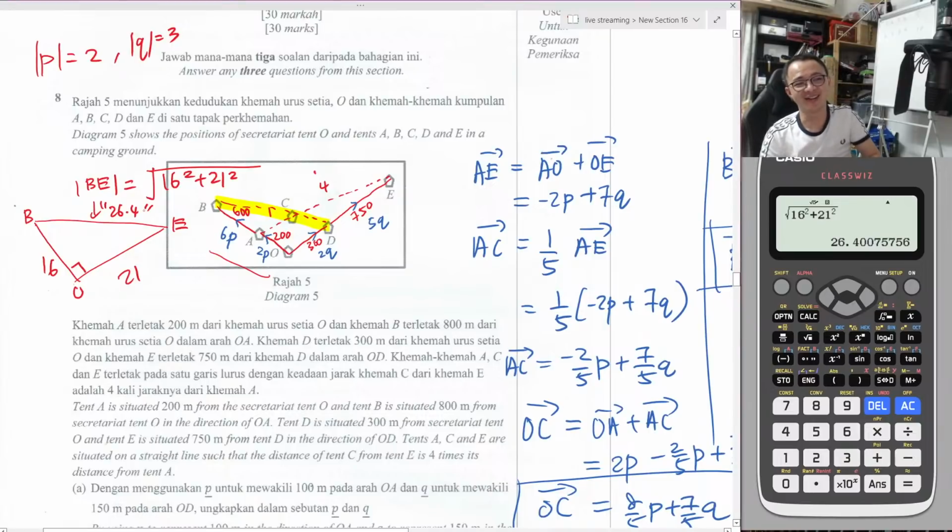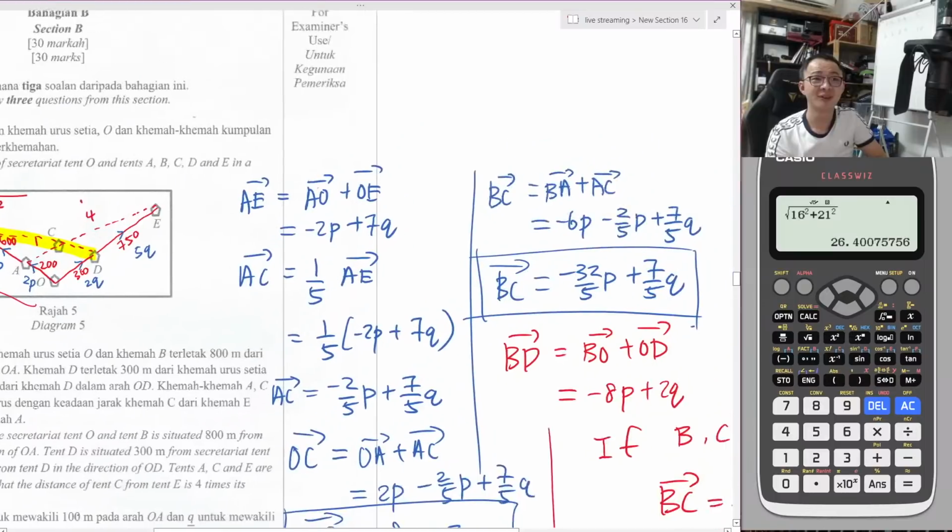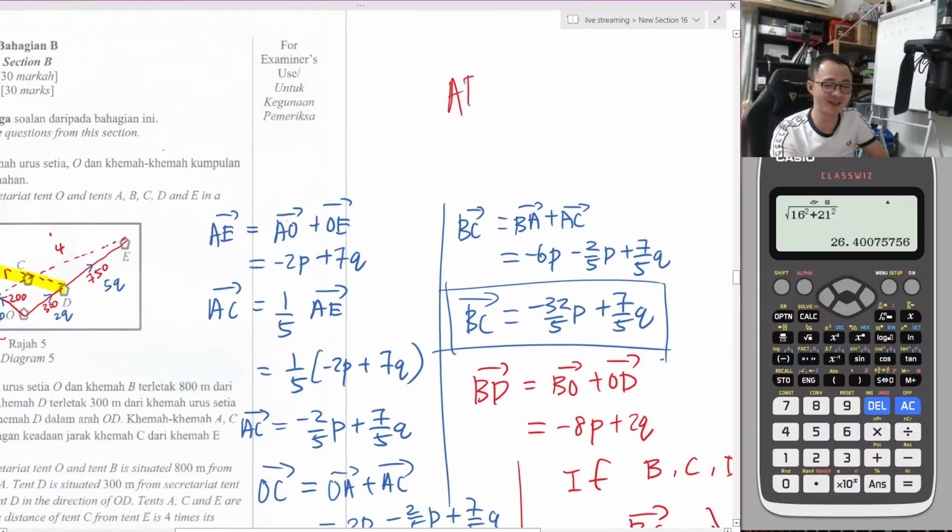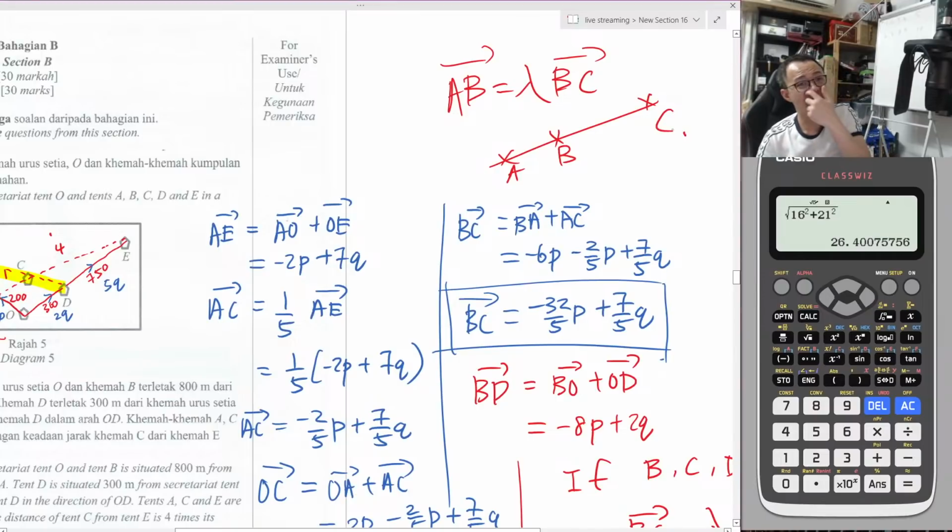What are the characteristics of collinear? No, collinear is just AB equals lambda of BC. If ABC are collinear, both of them will give you the same lambda. Or in the gradient world, in collinear geometry, it means they have the same gradient. Yeah, you can do that as well.